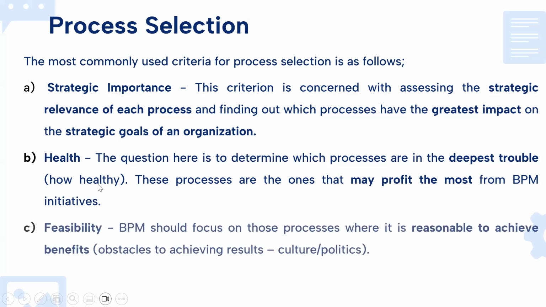That is health. And the next one is feasibility. When you are selecting a process, the process that is going to be selected should be feasible. Feasible means reasonable to achieve benefits. So the selected processes should be improved, and the improvement should be feasible. There might be obstacles to achieving results, likewise culture within the organization, different politics within the organization. Likewise, there are many issues. So considering all those issues, we have to identify whether the improvement is possible or feasible for that particular process. So this is the process selection criteria.